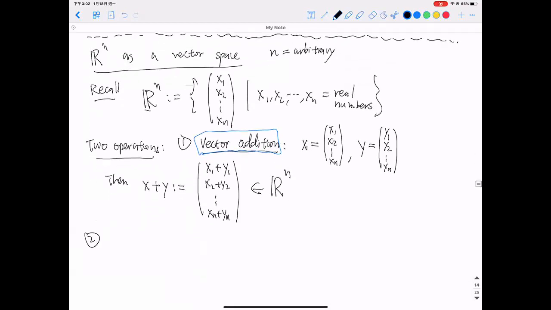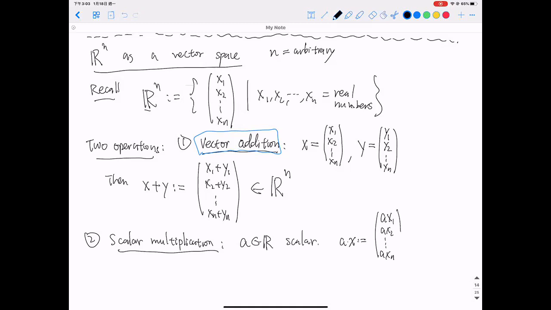Now the second operation we can do is, again, just like the one we did for vectors in R2 and R3. It's called scalar multiplication. And for this, you need a scalar, say a, then a times x is defined to be ax1, ax2, ..., axn. Namely, you multiply a to the entries of x one after another. The result is still an n-dimensional vector. So this operation is called scalar multiplication. Okay.